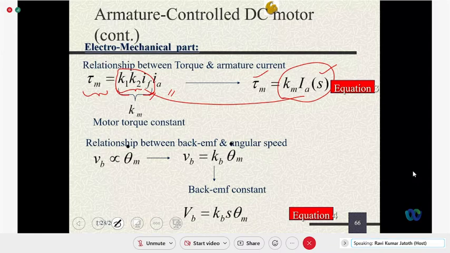Now, one more relationship: the back EMF produced is proportional to the speed, Kb theta dot m, or Kb d by dt of theta m. So when you write the Laplace transform, Vb of s is equal to Kb s theta m. Is that understood now?